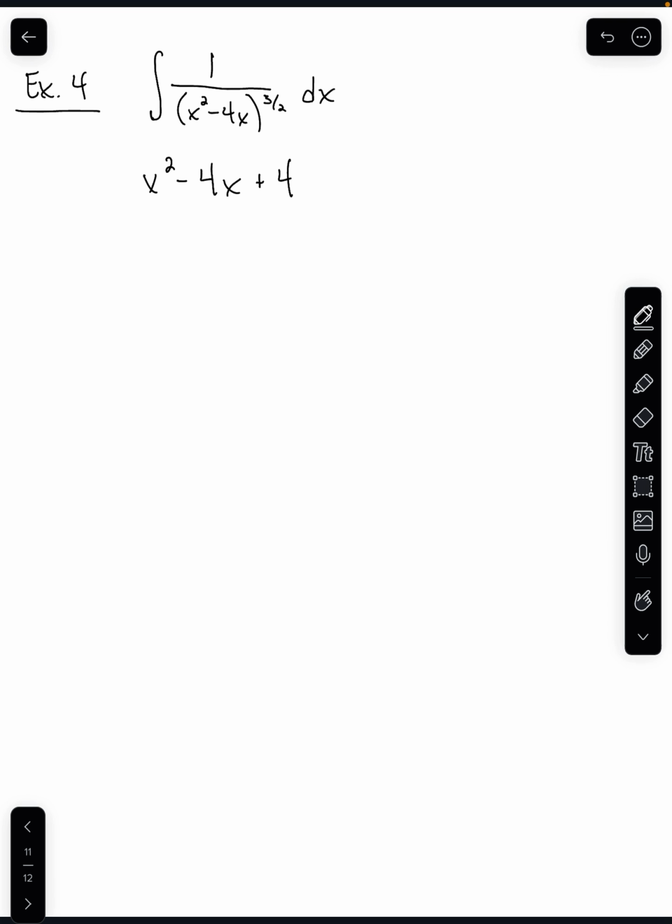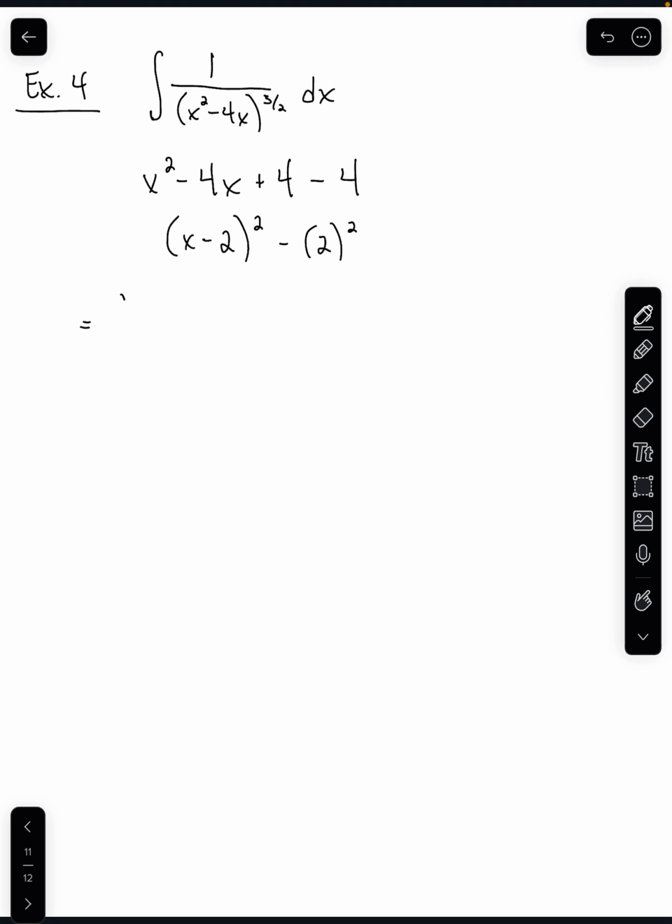To create a perfect square trinomial, I would need to add 4 to the existing expression, and to maintain equality, I would then have to balance it by subtracting 4. In this way, the first 3 terms can be written as x minus 2 squared, where the new subtraction of 4 can be written as minus 2 squared, thus producing a variable expression squared minus a constant squared.